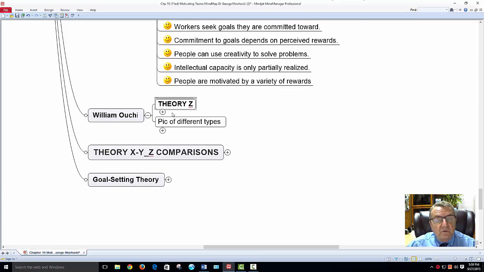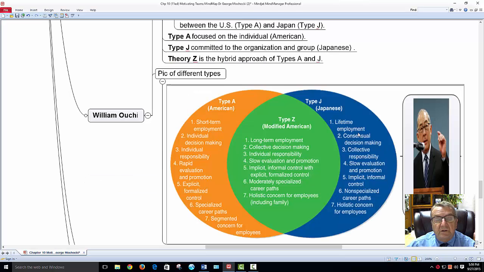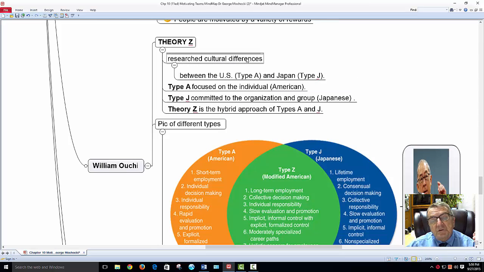Now, when I look at William Ouchi, he looked at research between cultural differences between the U.S., which he considered type A, and Japan, type J. A focused on individuals, American. Type J, committed to the organization, and group, Japanese. Theory Z is a hybrid of both, and that's what you see now. I think more of a Theory Z aspect of management.